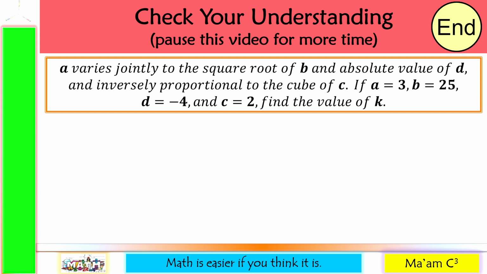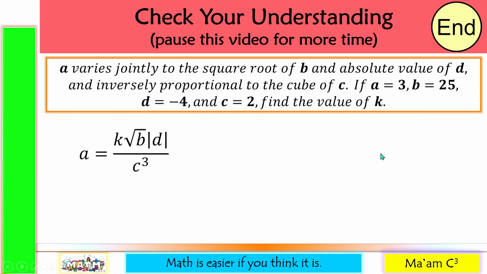Let us answer. First, we're going to convert this statement into a formula. So A varies jointly as the square root of B and the absolute value of D and inversely proportional to the cube of C. So that would be A is equal to K, varies jointly as the square root of B. So we have the square root of B and the absolute value of D, and inversely proportional to the cube of C, divided by C cubed.